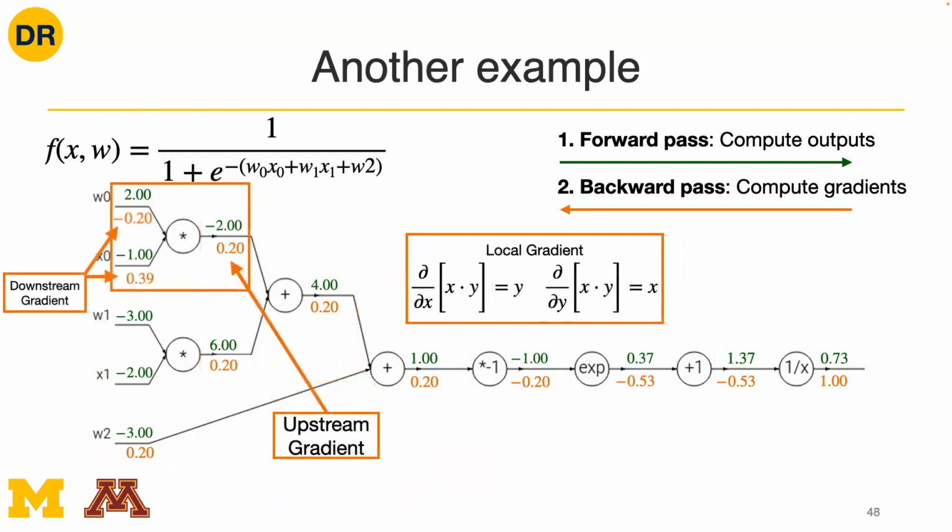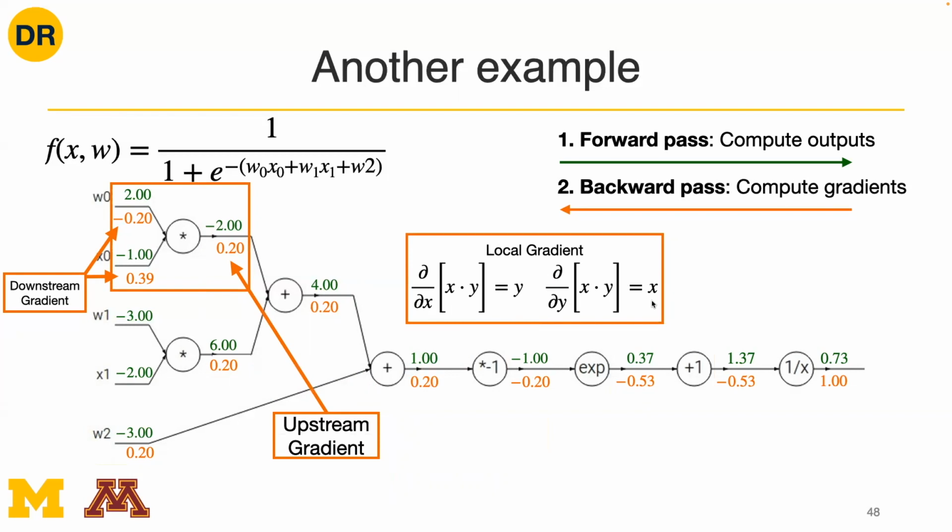And then for the final multiplication nodes, the difference is that the local gradient now depends on the inputs respectively. So the local gradient with respect to the input, d/dx of x times y, is the value of y, and d/dy of x times y is the value of x, which again were the inputs.